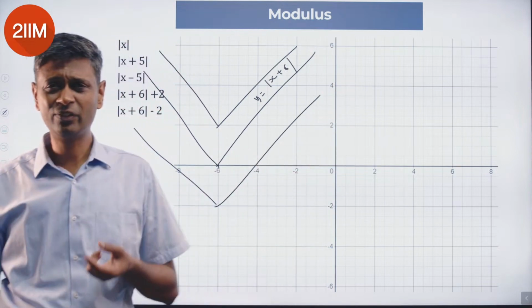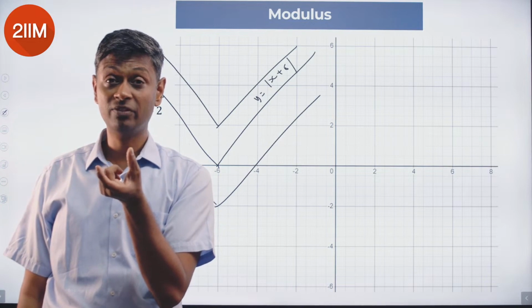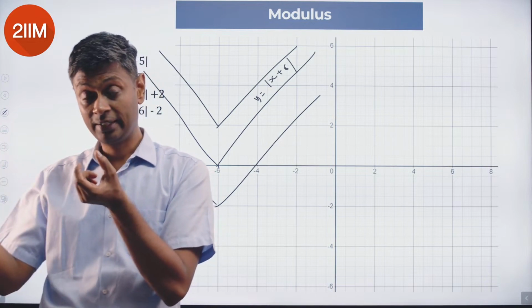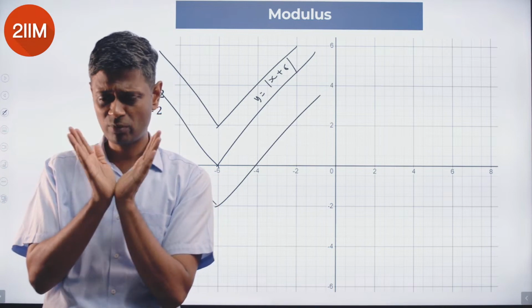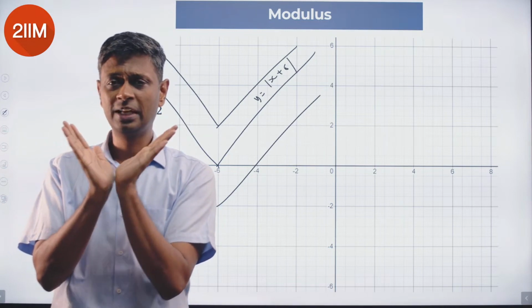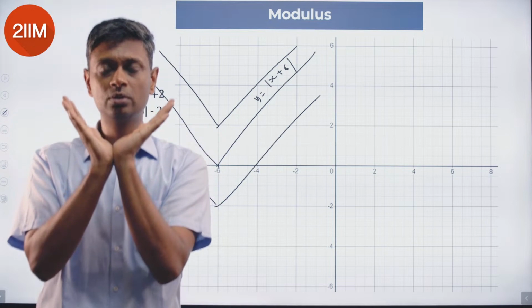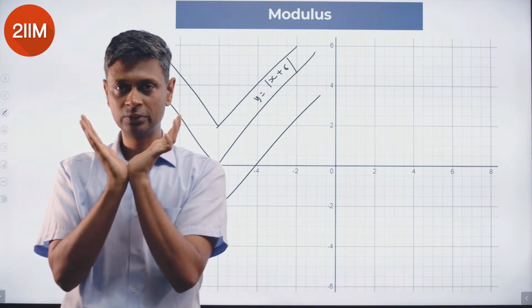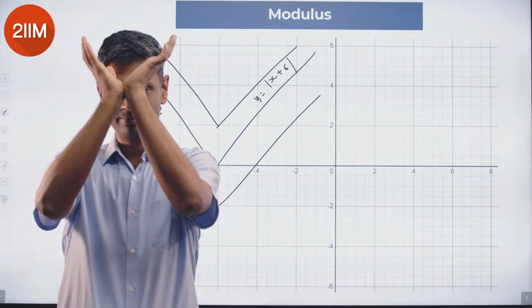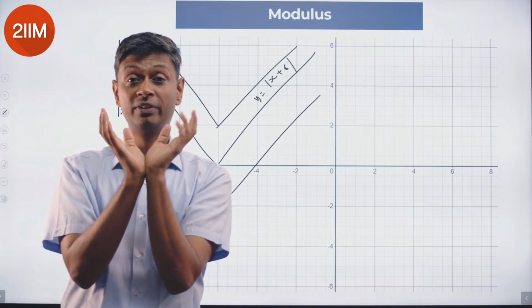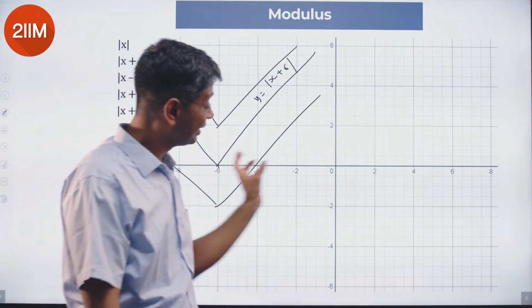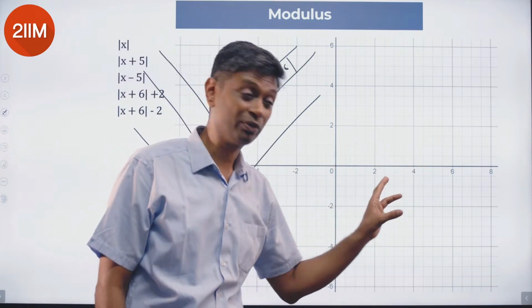Nice. If I got y equal to mod x, I can find y equal to modulus of x minus 5, x minus 3, x plus 2, x plus 6. I've got modulus of y equal to modulus of x plus 6. I can do modulus of x plus 6 plus 2, minus 2. Plus 2, take it higher. Minus 2, take it down. Modulus of x minus 5, shift it to the right. Modulus of x plus 5, shift it to the left.